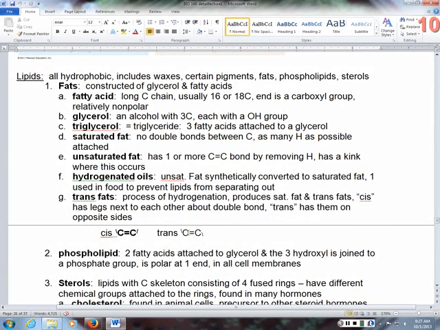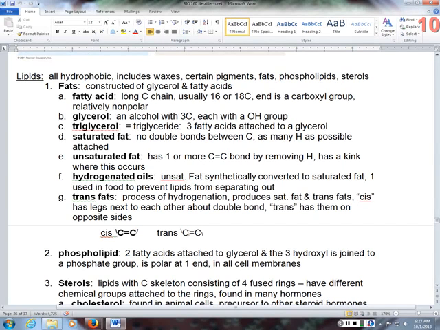They're relatively nonpolar. So you've got this really long chain here that's all symmetrical and just a little bit that's polar at the end. That's not enough to consider it polar because so much more of it is nonpolar. And that's why fats are not going to combine with water.